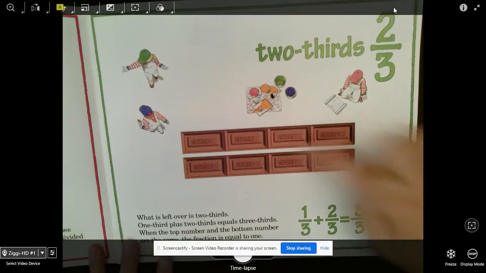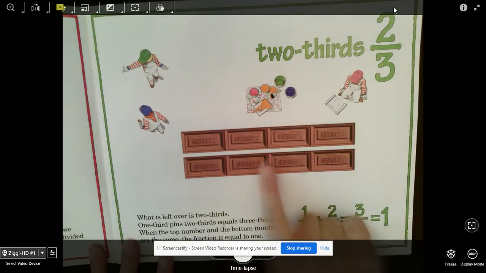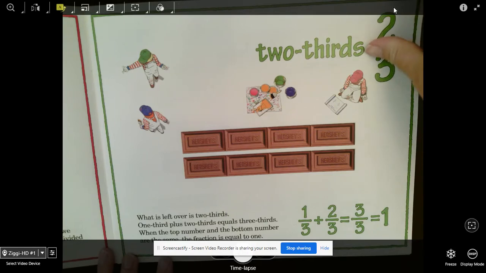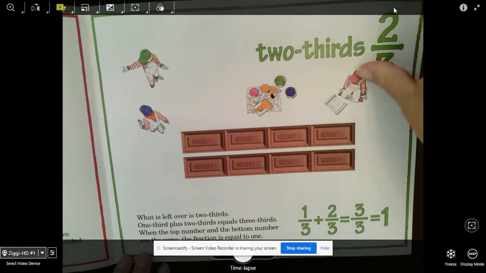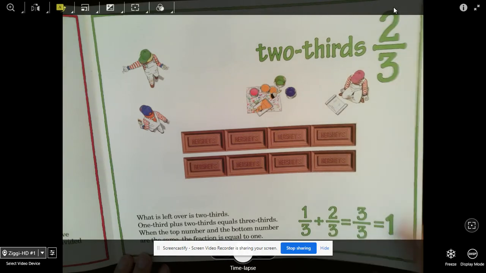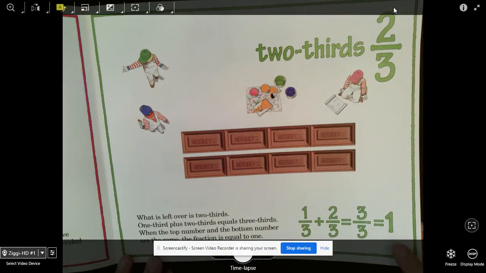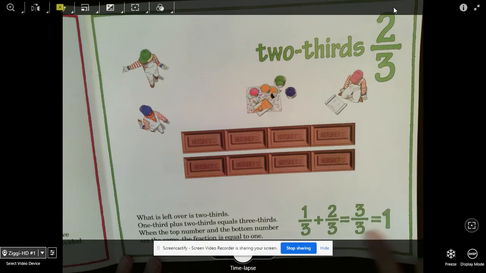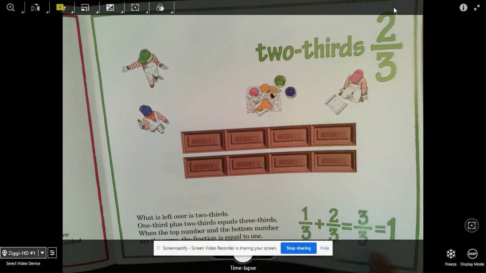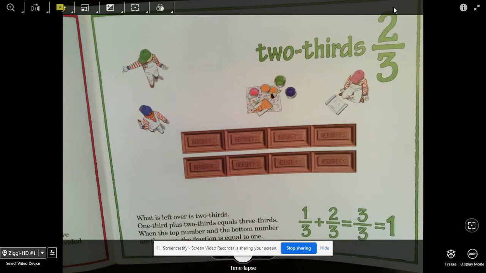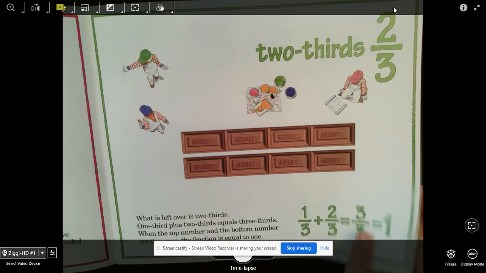1/3. Now these sections are 2 sections. 2/3. What is left over is 2/3. 1/3 plus 2/3 equals 3/3. When the top number and the bottom number are the same, the fraction is equal to 1. If we were to put all those sections together, we get back our 1 whole.